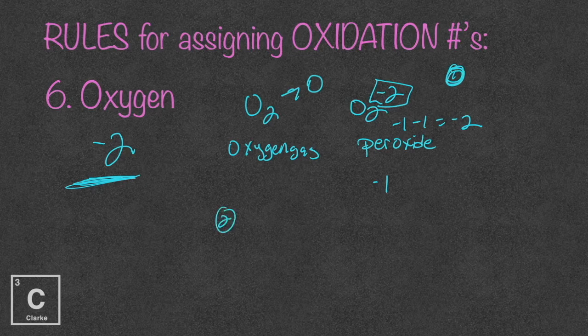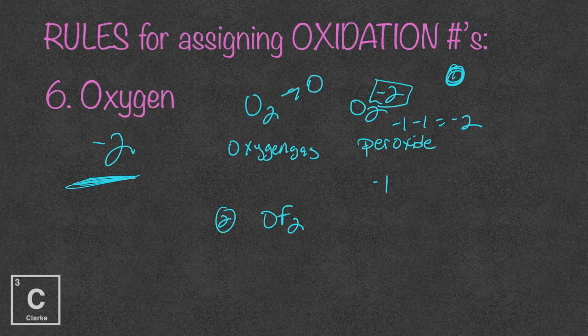We've got another exception for oxygen. Sometimes you get oxygen and it's bonded to 2 fluorines. Well, fluorine is the most electronegative element on the periodic table, and so fluorine is going to steal that negative spot. Remember way back when we talked about ionic compounds having a positive spot and a negative spot? We're back to that. We're assuming every single compound has a positive spot and a negative spot.